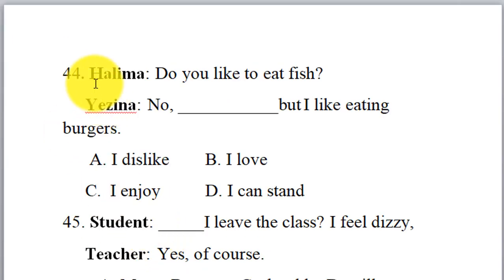Fine. There is a conversation between Halima and Yevina. Do you like to eat fish? Yevina: No, but I like eating burgers. Look at, do you like to eat fish? No, I like to eat.